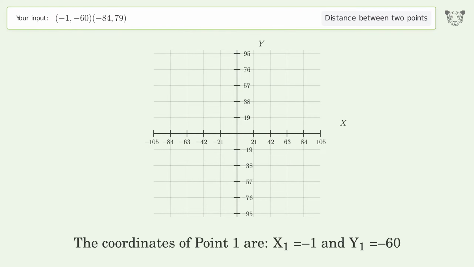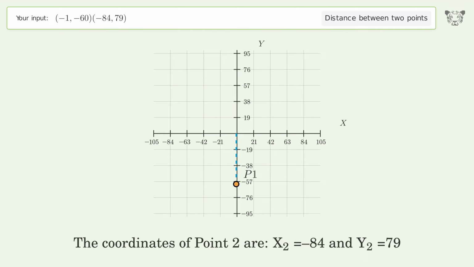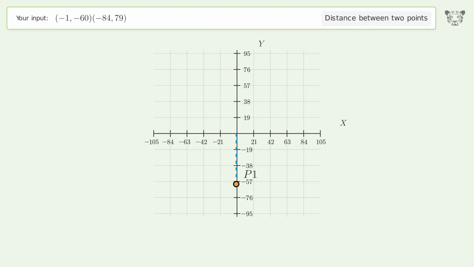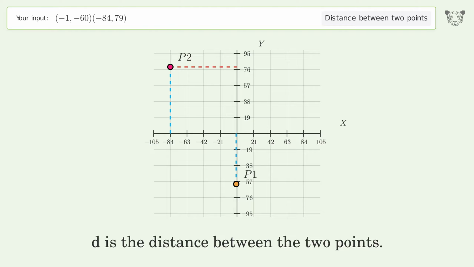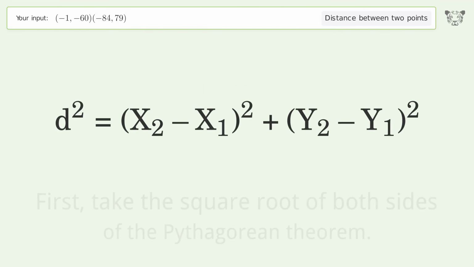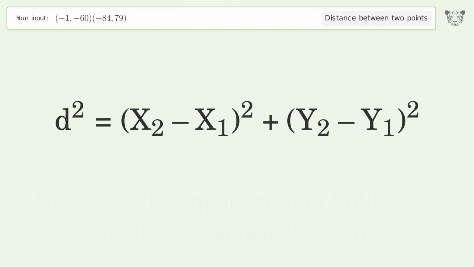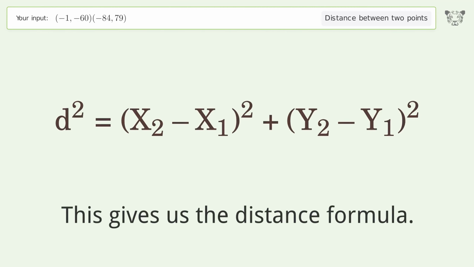The coordinates of point 1 are x1 equals -1 and y1 equals -60. The coordinates of point 2 are x2 equals -84 and y2 equals 79. D is the distance between the 2 points. First, take the square root of both sides of the Pythagorean theorem. This gives us the distance formula.